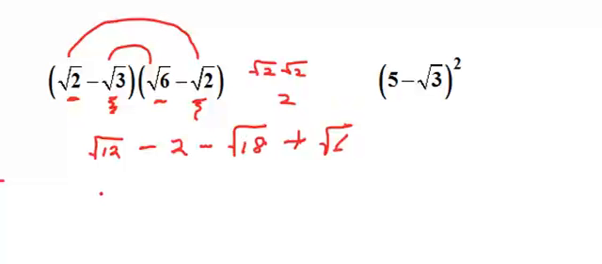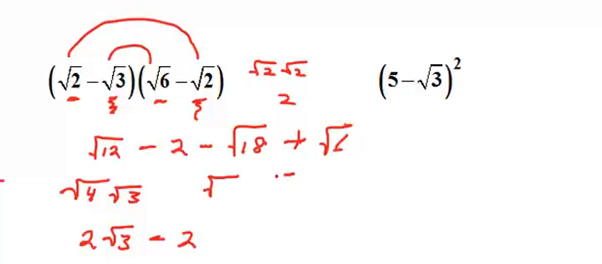Next step. Can we simplify any of these radicals? Do any of them contain perfect square factors? Well, 12 does. 4 is a perfect square, and it goes into 12 3 times. And that's 2 square root of 3. Minus 2. What about 18? Well, that has a perfect square factor. That has 9. So we can pull it apart. Perfect squares, whatever's left. So it's minus 3 square root of 2.